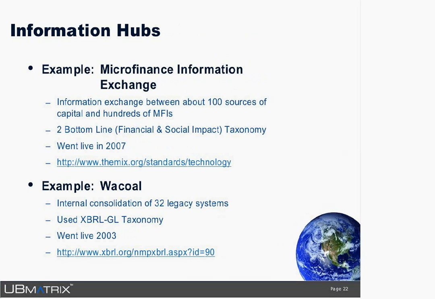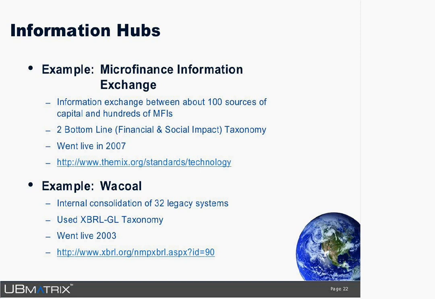Information hubs that I mentioned, these are examples of cases where it's not about a regulatory mandate, it's about improving the efficiency of either reporting or communication, microfinance information exchange. There's about 100 sources of capital for microfinance, from the Bill and Melinda Gates Foundation to Citibank, et cetera. And there are hundreds, actually I believe there are about 1,200 MFIs out there, or microfinance institutions.